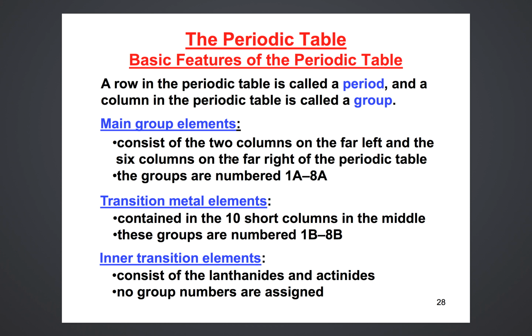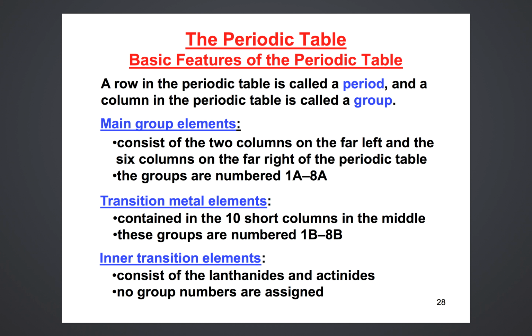Basic features of the periodic table. A row on the periodic table is called a period, and a column is called a group. Main group elements consist of the two columns on the far left and the six columns on the far right of the periodic table. The groups are numbered 1A to 8A. Transition metals are contained in the 10 short columns in the middle. These groups are numbered 1B to 8B.